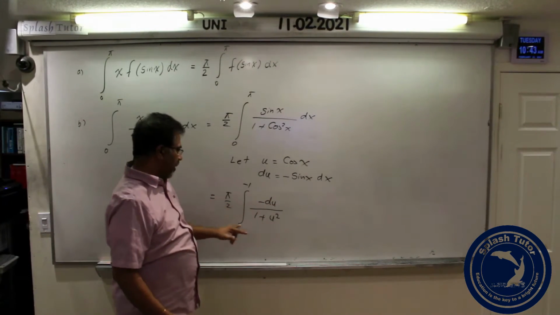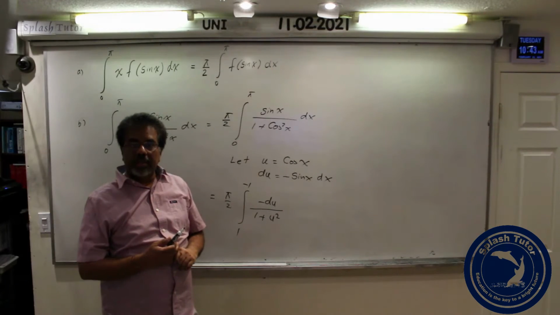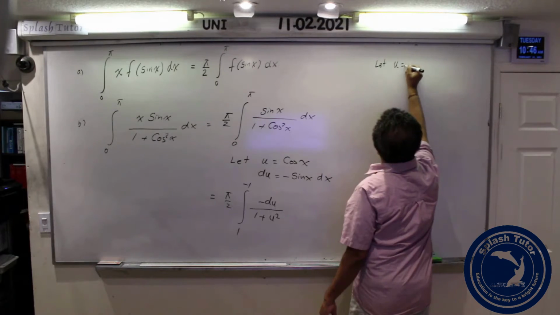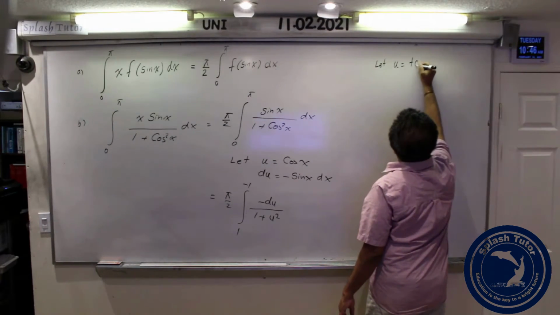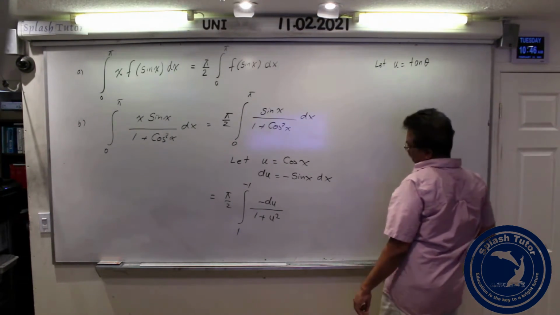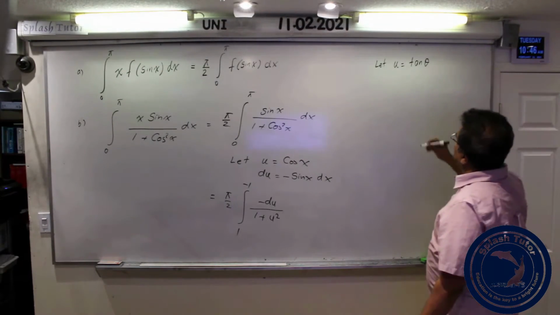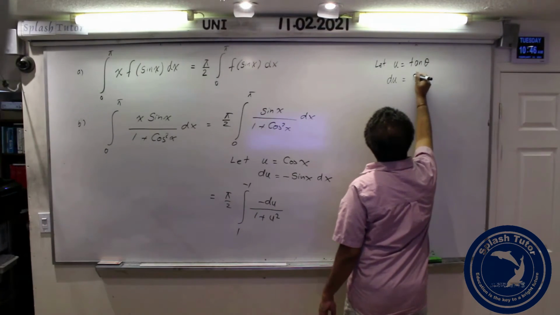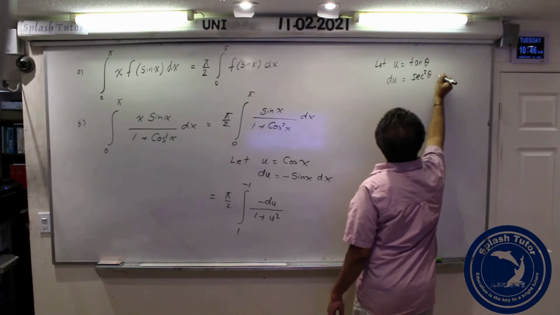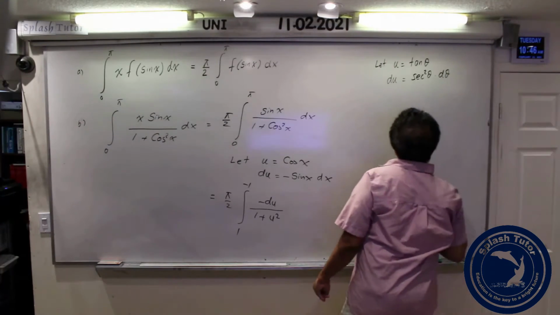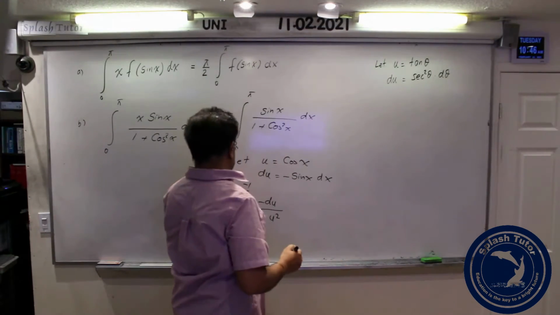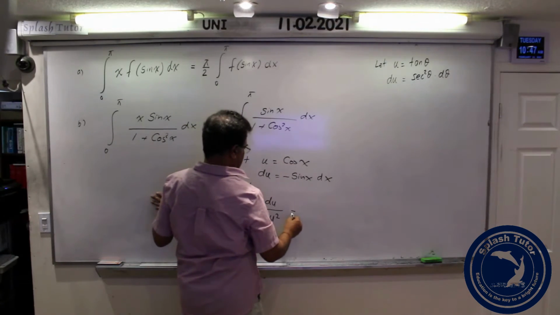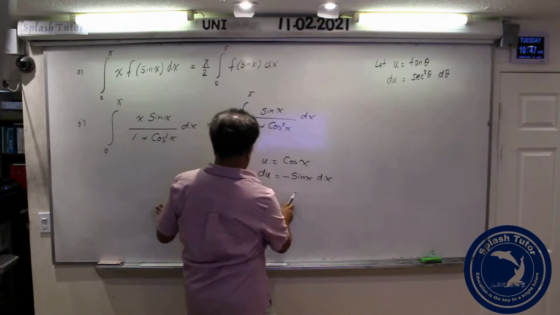Now what is this? This actually is a tan inverse, right? Let u be equal to tan theta. Now if you do that, du is equal to, if you differentiate tan, you get secant squared theta d theta. That we know. So now again we need to change the limits.